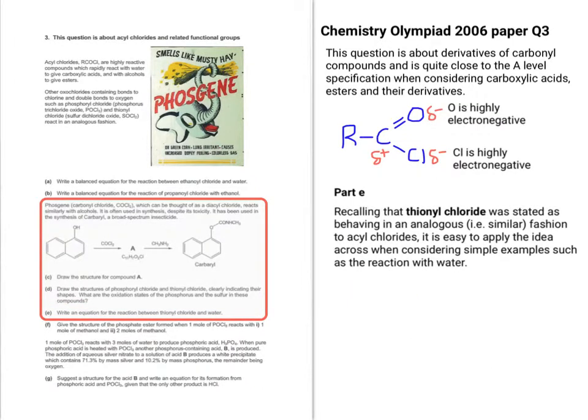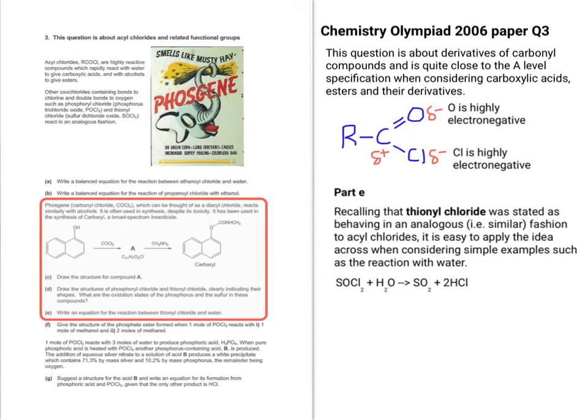So in part E, they want us to write an equation for the reaction between thionyl chloride and water. If we look at the contextual information at the top, in the second paragraph, right next to where on the graphic it says phosgene, they're talking about other oxyl chlorides containing bonds to chlorine and double bonds to oxygen, such as phosphoryl chloride and thionyl chloride, reacting in an analogous fashion. So anything that we've already worked out in the sense of what an acyl chloride does, you can apply the same to thionyl chloride.